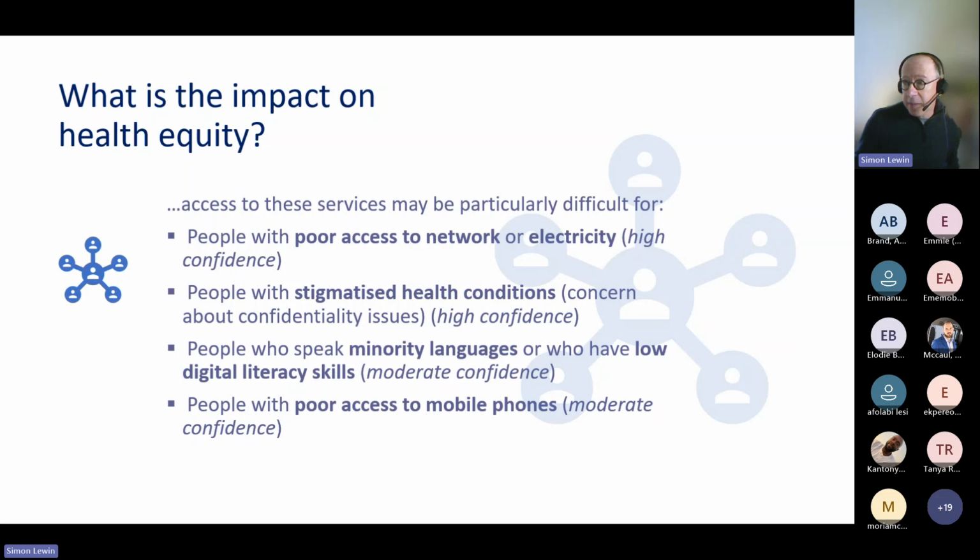And access to these services, on the other hand, might be particularly difficult for people with poor access to networks or electricity, as I mentioned, people with stigmatized health conditions who have concerns about confidentiality, and of course, people who speak minority languages or who have low health or digital literacy skills and may find it difficult to interpret information that's being sent to them. And of course, people with poor access to mobile phones, which in some places particularly includes younger adults, young people who are not yet adults, but also in some cases, women and older people.